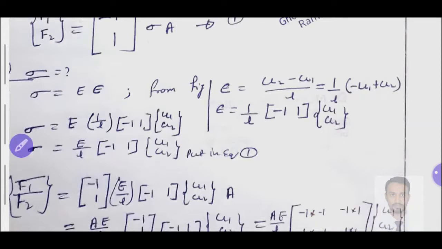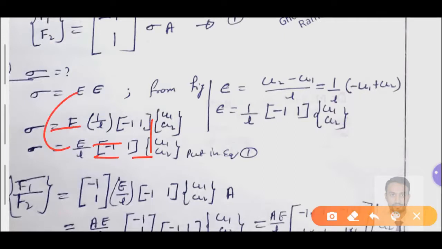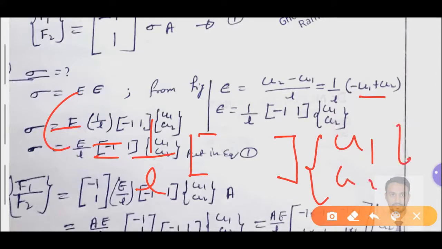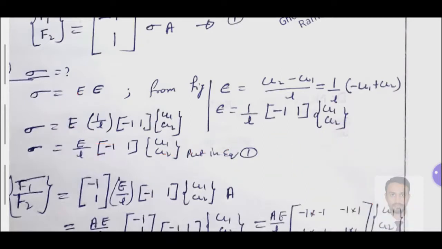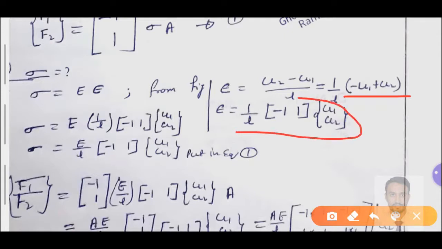Similarly, in terms of a matrix, I'll take the coefficient of this one matrix. We write epsilon equals 1 by L into this equation, where I have taken U1 and U2 common. The coefficient of U1 is equal to minus 1, and the coefficient of U2 is equal to plus 1. In terms of equation, this epsilon value we got in terms of a matrix.